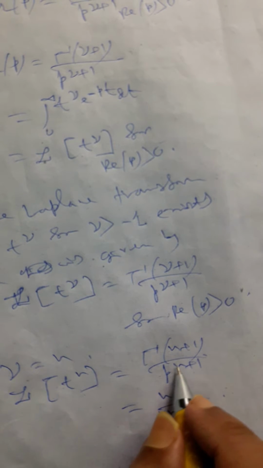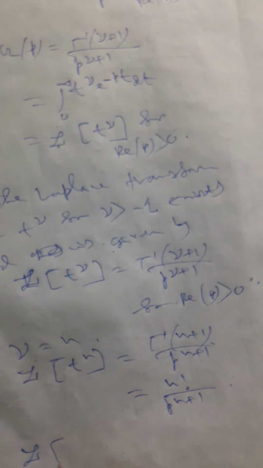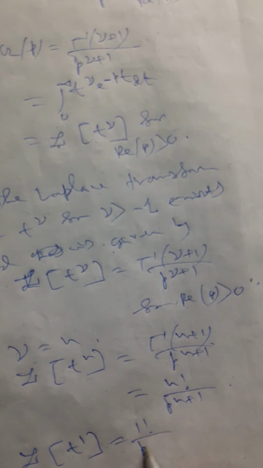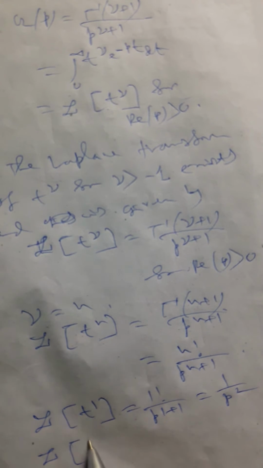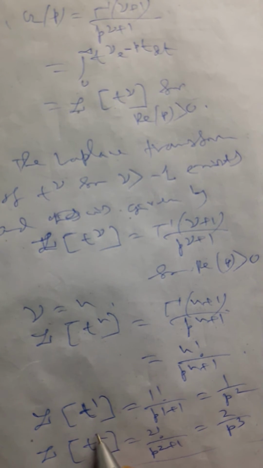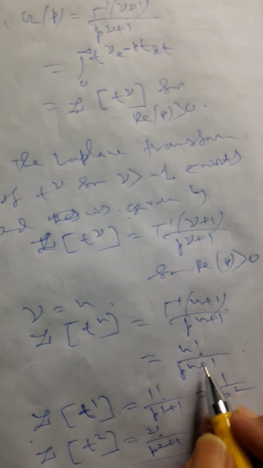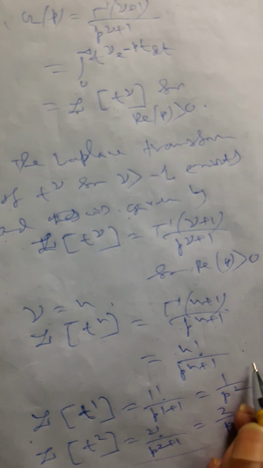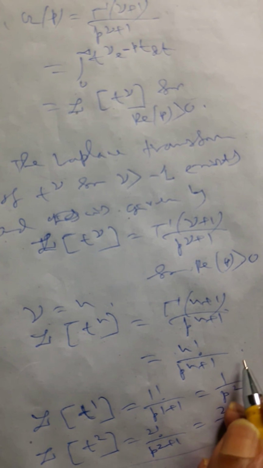This is the result, and we can find different Laplace transforms from it. L of t, for n equals 1, is 1 factorial by p to the power 1 plus 1, which is 1 by p square. L of t square is 2 factorial by p to the power 2 plus 1, that is 2 by p cube. In this way we can find any other Laplace transform. In fact, L of 1, that means t to the power 0, where 0 factorial is 1 by definition, is 1 by p. So the Laplace transform of 1 is 1 by p. In this way we find the Laplace transforms of special types of functions. Thank you.